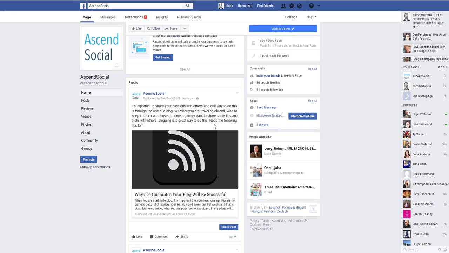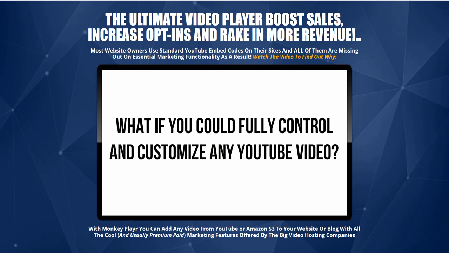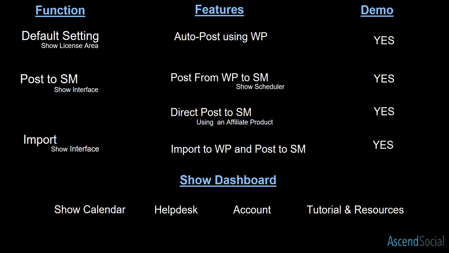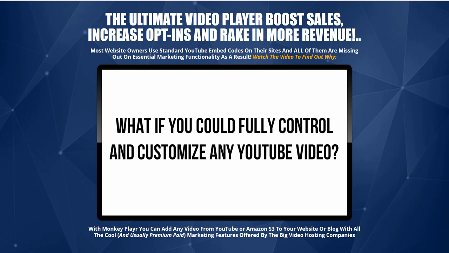Now the last one we're going to do is the direct post. Remember I said we were going to do an affiliate product? Well, this is the affiliate product that I chose to use. This is the Monkey Player. Oh, excuse me. Let me get back over here. Okay, so that's good. So that's the Monkey Player. Just give me a second. I need to get to another page here.